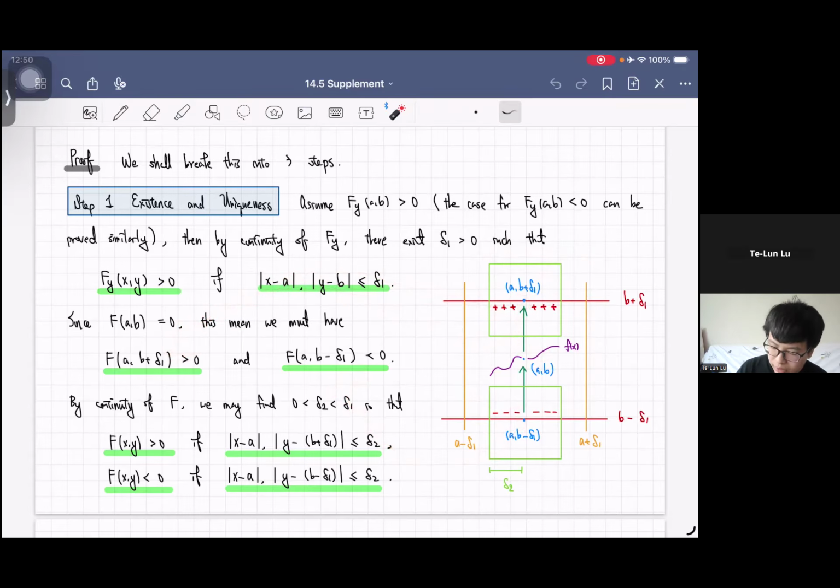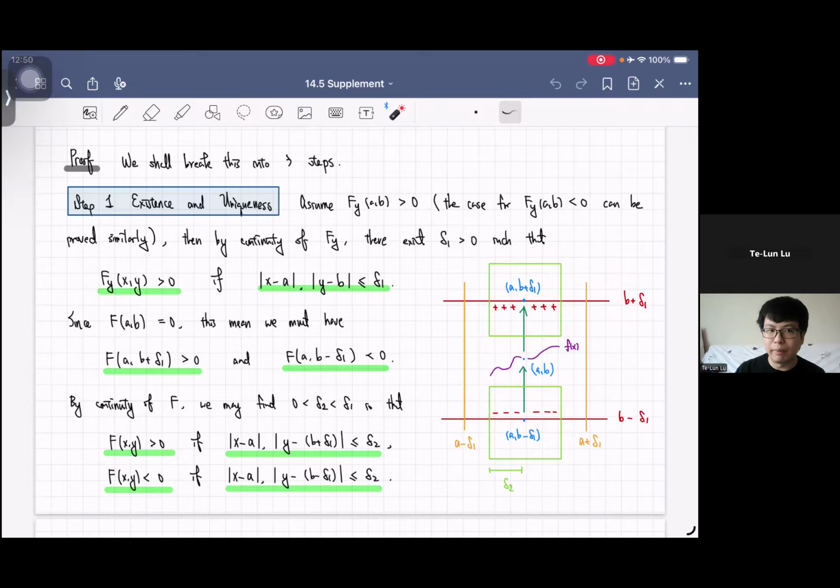Okay, now we already understand that this function value is 0. This function value is positive. This function value is negative. And now we apply again the continuity of f itself. So since the function value of this point is negative, locally it will be negative, right, in this green box. And similarly, since this point is positive, locally, again, in a small box, maybe smaller than this box, it is positive. So this whole region here will be positive, and this whole region here will be negative.